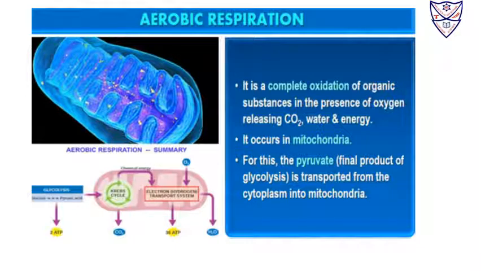So let's see what happens in aerobic respiration. Aerobic respiration is the complete oxidation of organic substances in presence of oxygen, and it gives carbon dioxide, water and ATP. It occurs in mitochondria, that's why it's called the powerhouse of the cell. For this, pyruvate, that is the final product of glycolysis, is transported from the cytoplasm into the mitochondria.